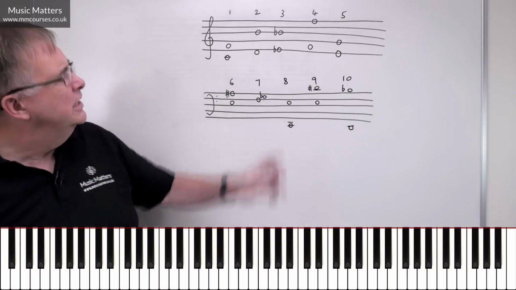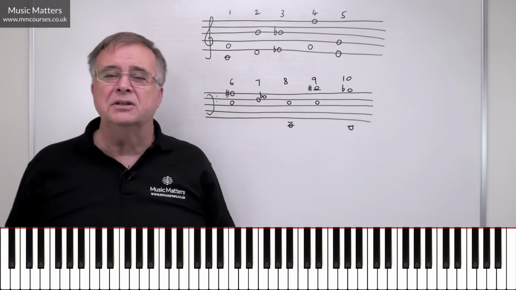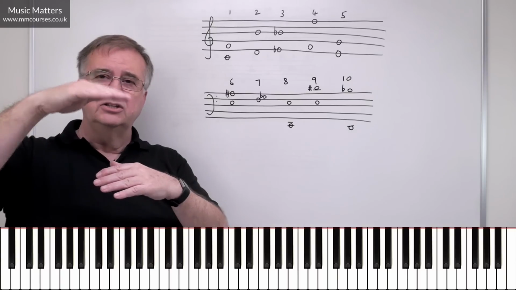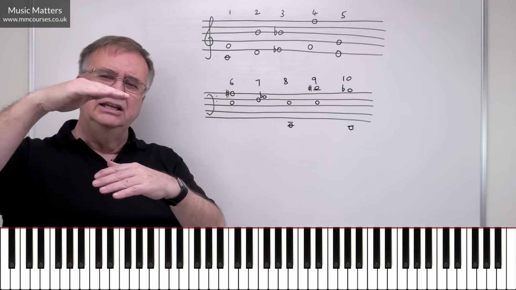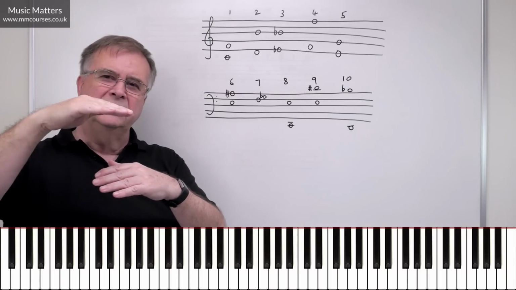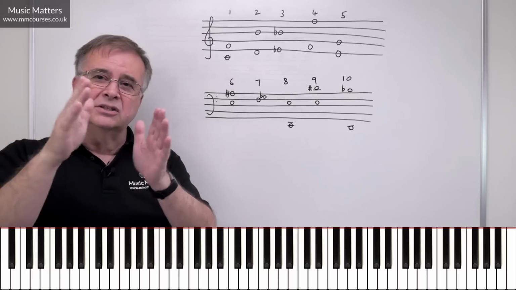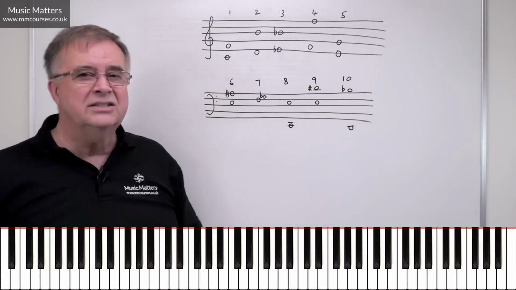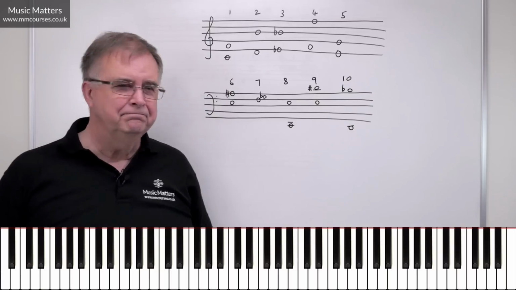So if E to G sharp is a major third, so there's E, there's G sharp. Actually, if it's not G sharp but G natural, can you see my hands have got closer together? So it's a semitone smaller. This is a minor third.